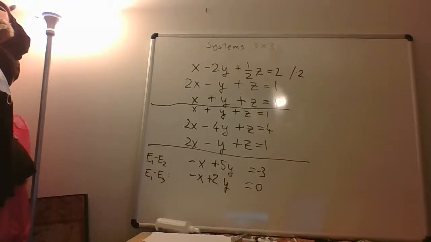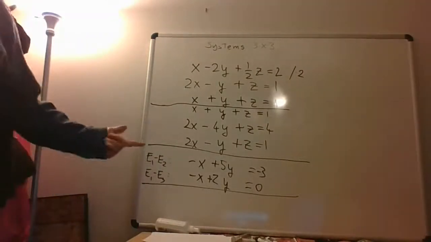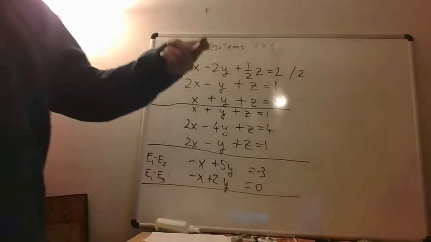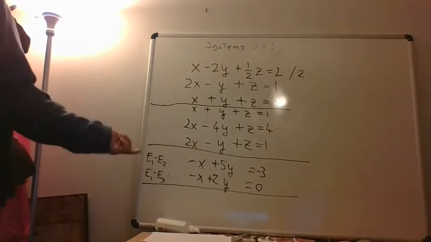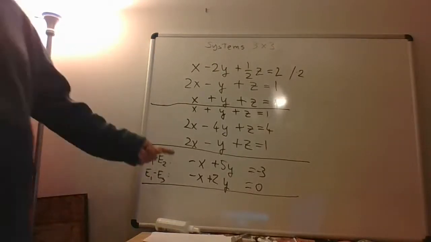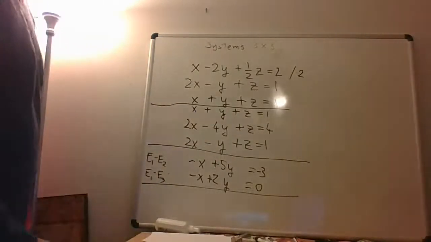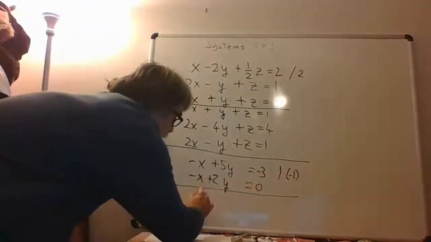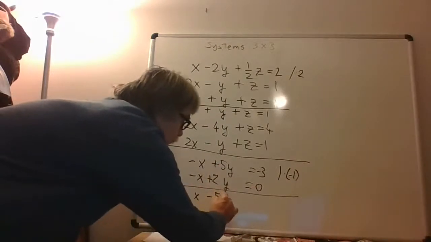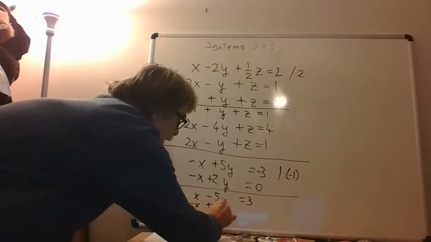Look what I have now. I have a system in which I don't have any more z. I just have x and y. Now this is like the story we had in the previous lecture. You know how to do this. You can do the lines, you can do the substitution, you can do the elimination. I'm going to do the elimination because this is easy stuff here. See, negative x, negative x. So I'm just going to multiply the first equation by -1 to get positive x. If I multiply that by -1, I'm going to have x minus 5y equals 3. And the second equation is still the same: negative x plus 2y equals 0.